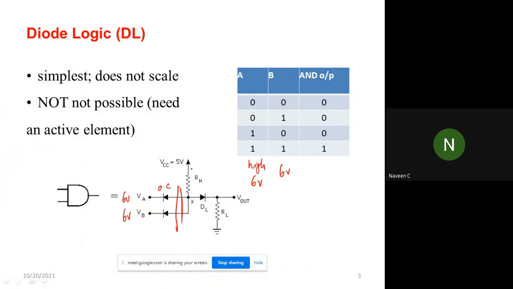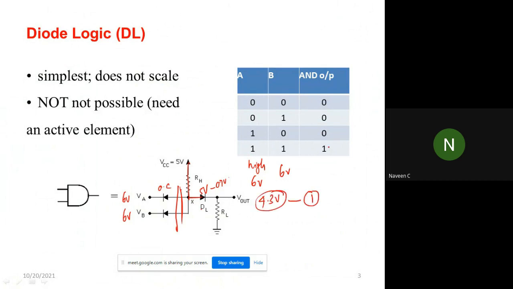So directly this 5 volt will appear across this. So it is having a loss of 0.7 volt. Minus 0.7 volt. So your V output will have an output of 4.3 volt, which is also high.